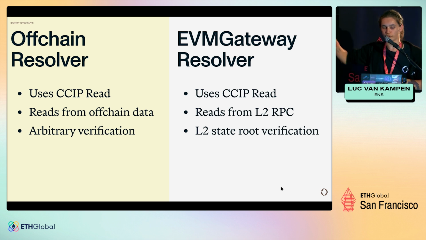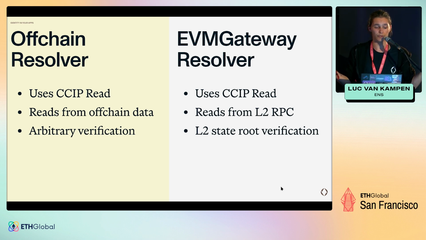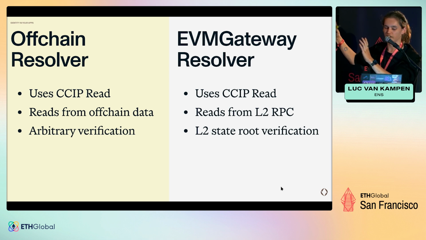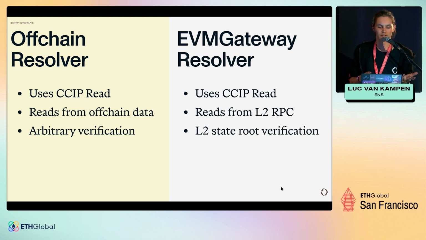Cool, so there's the off-chain resolver and the EVM gateway resolver. They both use CCIP read, and they both read off-chain data, but one of them reads arbitrary off-chain data, and the other one reads from any L2. And so it's kind of a subset of off-chain resolvers as a whole. And same story, arbitrary verification and L2 state root verification.